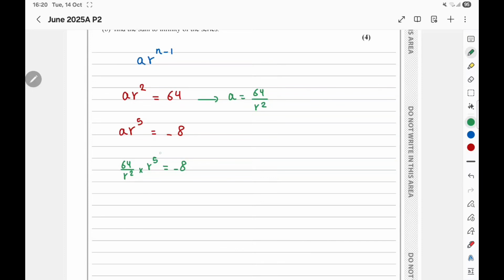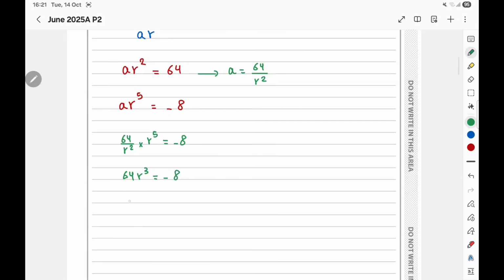64 R power 5 over R power 2 is R power 3. So 64 R power 3 equals negative 8. Move the 64 by division, and take the cubic root, so R will be equal to the cubic root of negative 8 over 64. Cubic root of 8 is 2, and cubic root of 64 is 4. And this is negative, so negative 2 over 4, which is negative half.